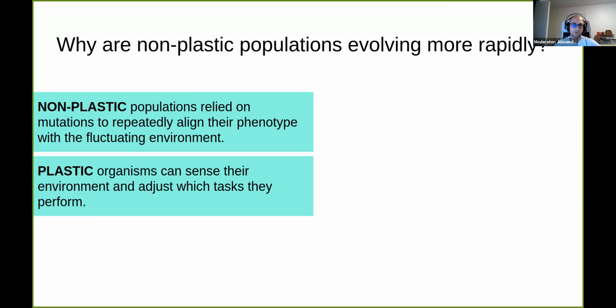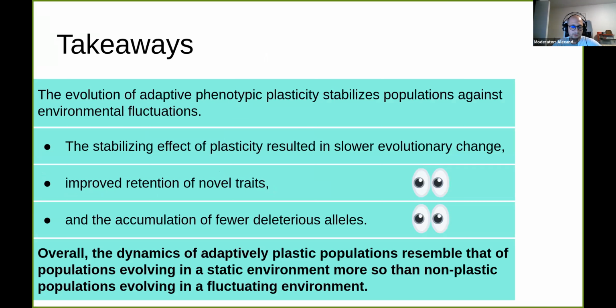So in a sense, the plasticity makes the environment look like a static environment. And so overall takeaways from this work: the evolution of adaptive plasticity stabilized populations against environmental fluctuations. I showed you that this stabilizing effect resulted in slower overall evolutionary change. Things that I didn't show you, but wanted to point out: the stabilizing effect of plasticity also improved the retention of novel traits, and also resulted in the accumulation of fewer deleterious alleles.